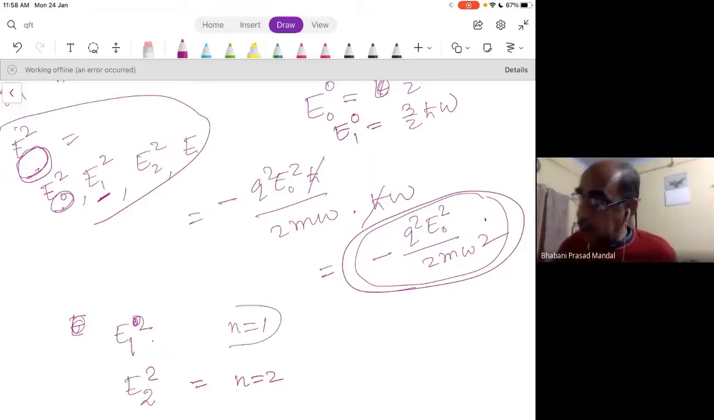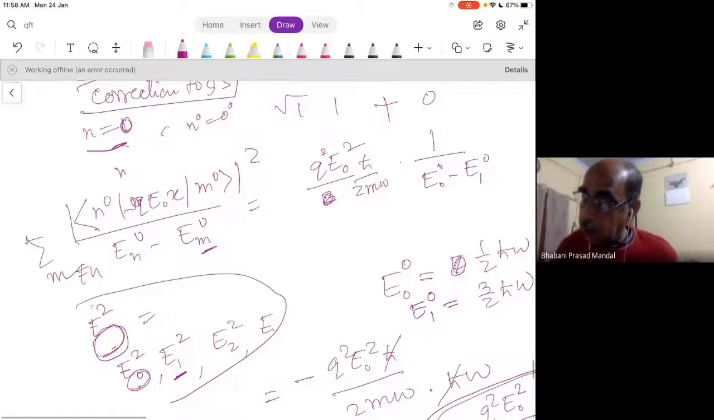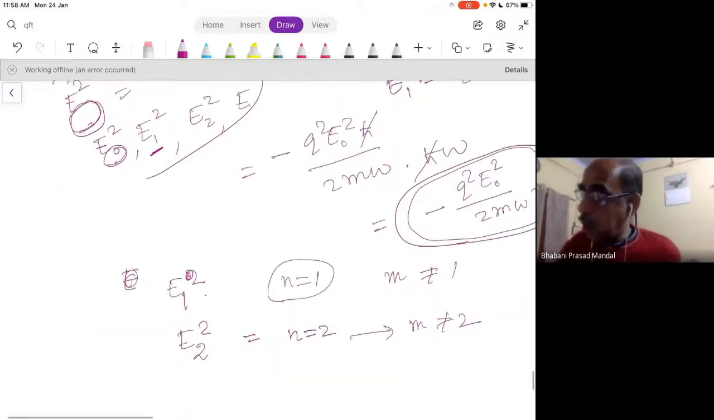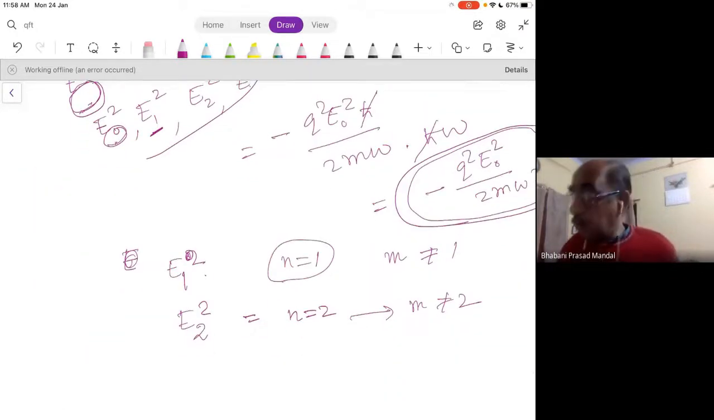Remember, when you do this, your m cannot be 1. When you do this, your m cannot be 2. This is because of our formula, sum m not equal to n. Okay, so this you do. I don't have time today, so also do this calculation, the first order correction to the eigenstate.